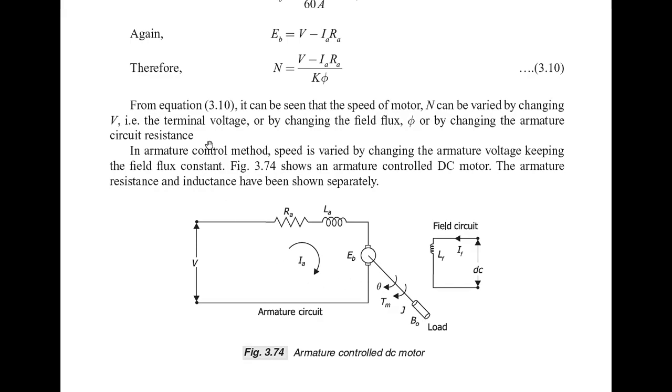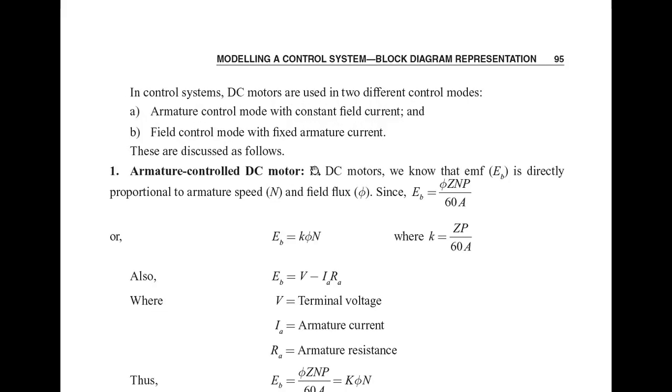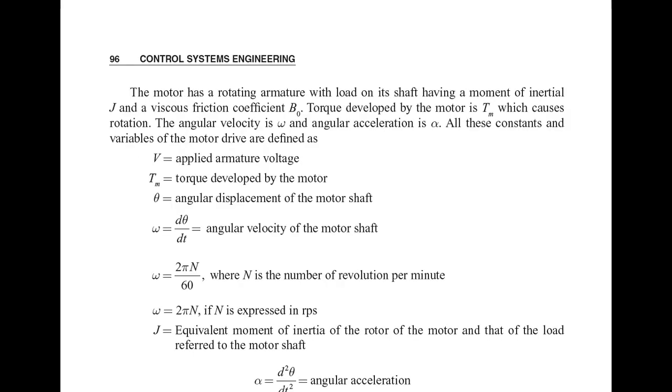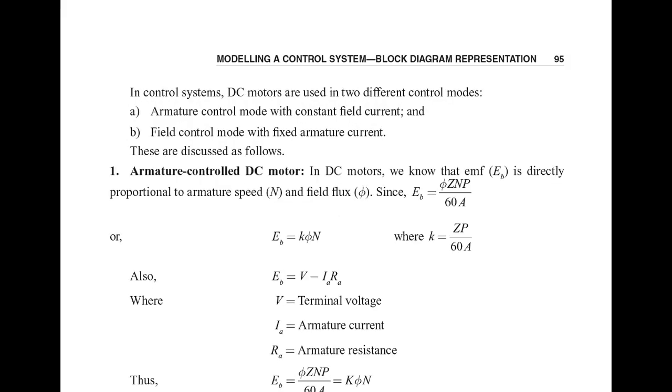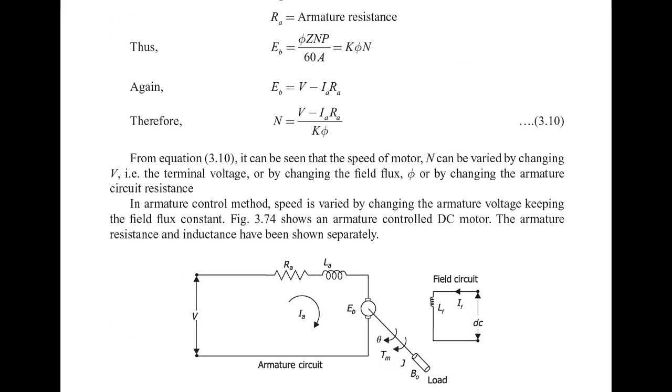In the armature control method, speed is varied by changing the armature voltage, keeping the field flux constant. So first of all, we have to derive the transfer function, that is, the Laplace transform of the output to the Laplace transform of the input.